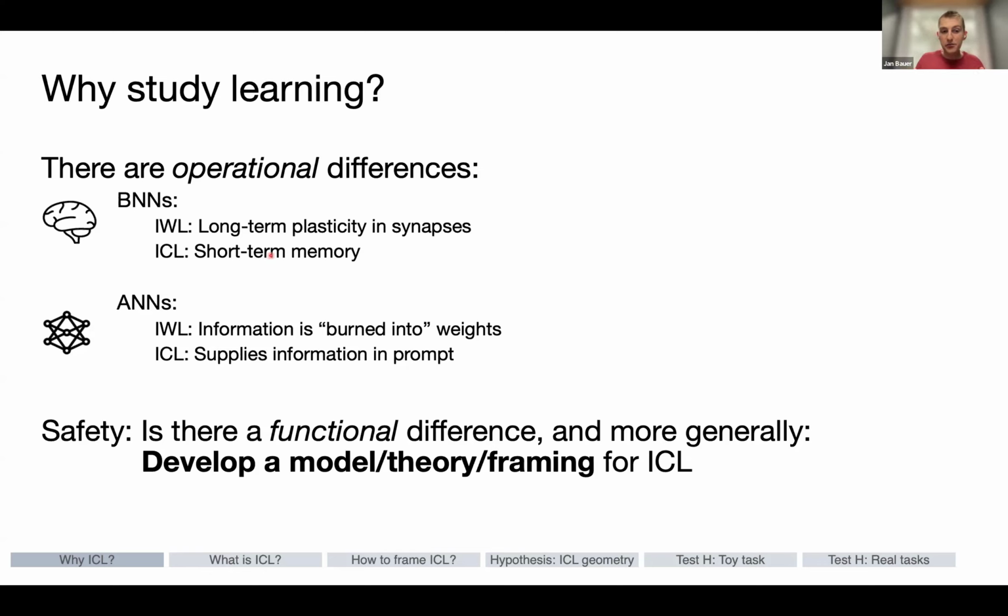Now, from a safety perspective, we might ask: there seems to be this new, very powerful paradigm, which seems to be able to do a lot of stuff that we believed previously to be only possible by changing your synapses. Is there maybe a functional difference at all, based on some principled reason? But really, one can also ask the more general question, which we were not hoping to answer because that would be unrealistic, but to work towards a model theory or framing for in-context learning, which one could then build off collectively to talk about learning. All right, so this was the motivation.